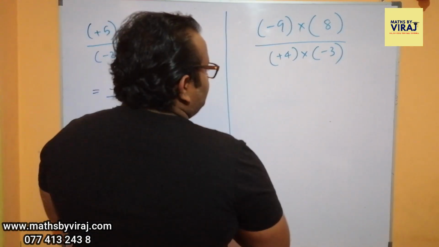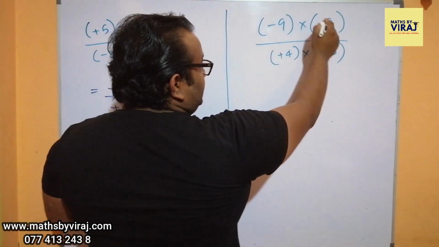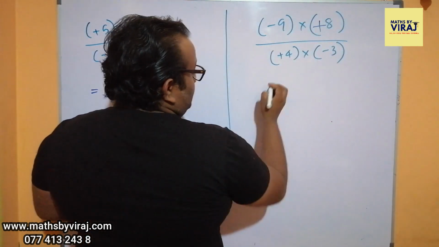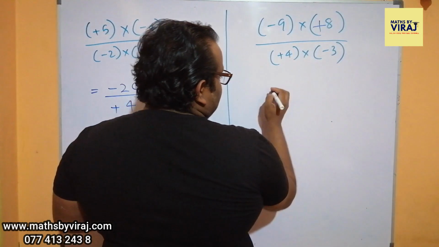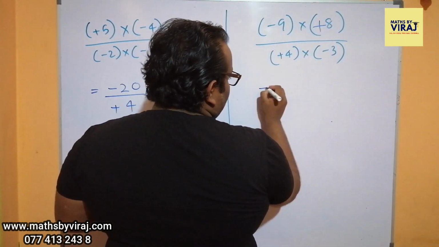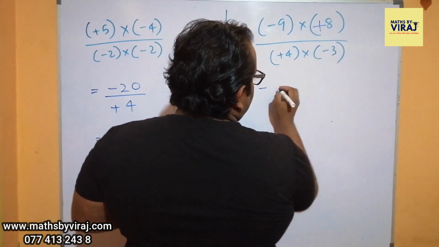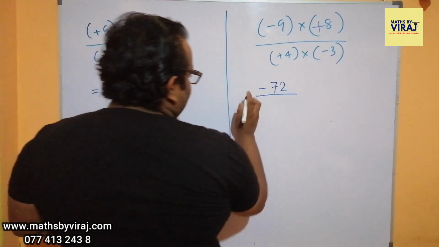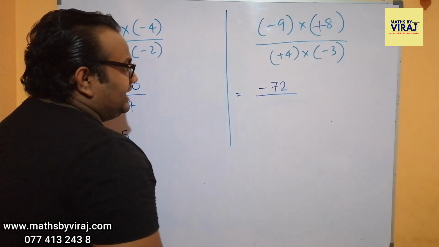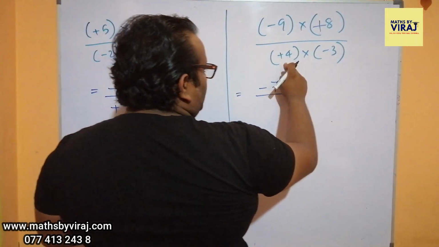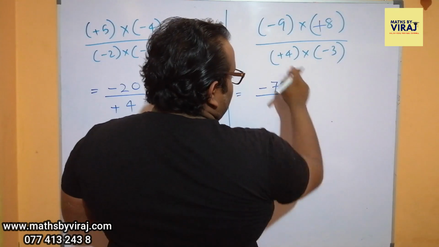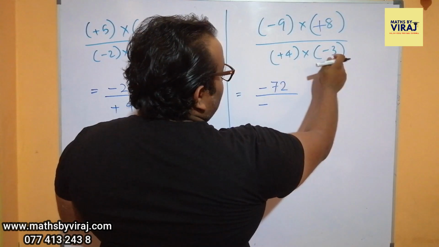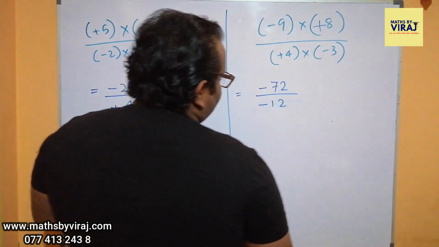If you look at this sum, minus 9 into 8. If there is no sign, we can take it as plus. Minus 9 into plus 8, minus into plus, minus. 9 into 8, 72. So the numerator is minus 72. In the denominator, we have plus 4 into minus 3. Plus into minus, it is minus. 4 into 3, it is 12.